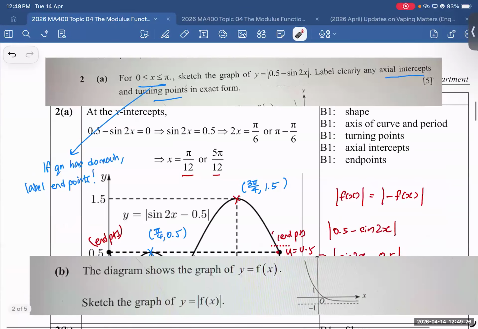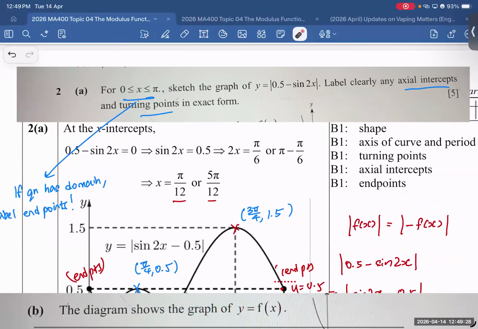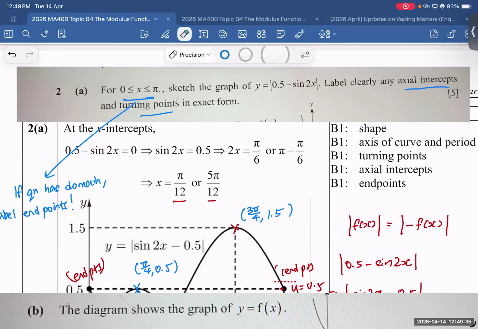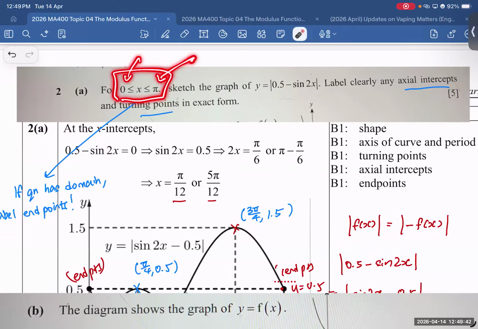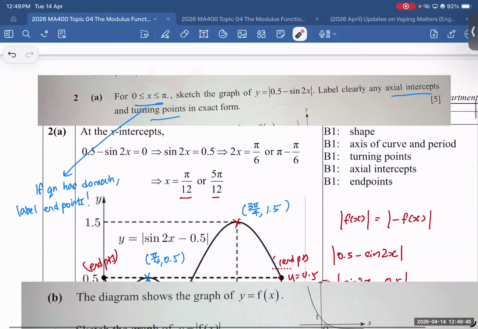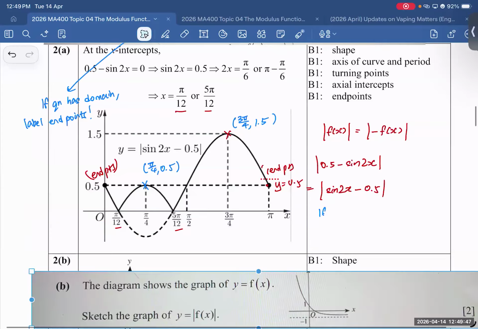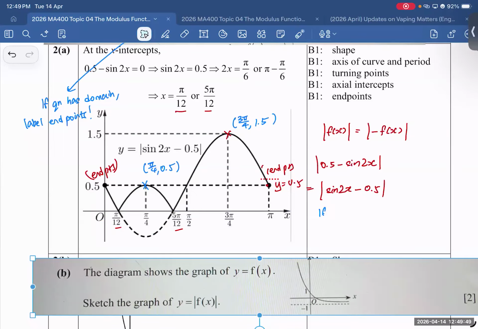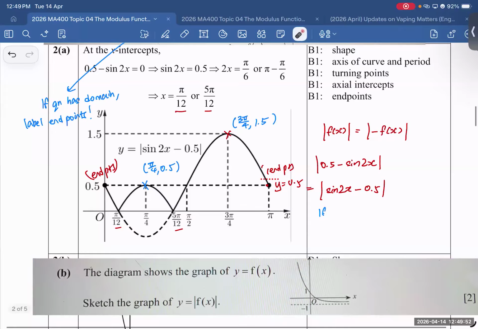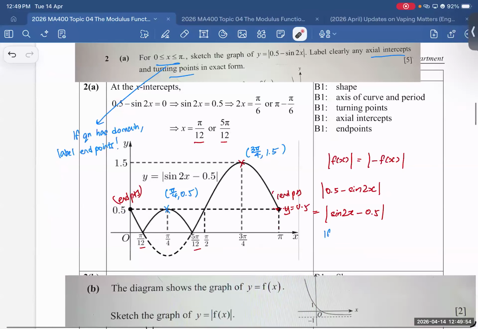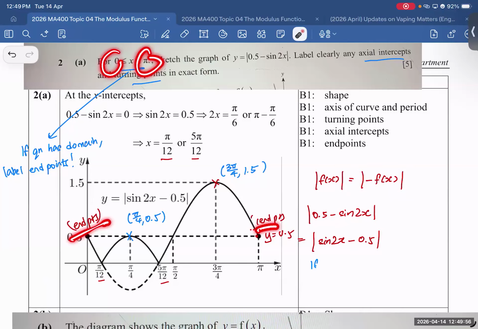Question 2. Some of the notes I wrote down is this. This is the question. Whenever the question has endpoints, you see they ask you to draw from 0 to pi, you need to make sure that you have the endpoints also. Just take a look at these, 0 and pi. You need to make sure that you have 0 and pi. Very simple. Look at the marking scheme. They give you 1 mark for endpoint.